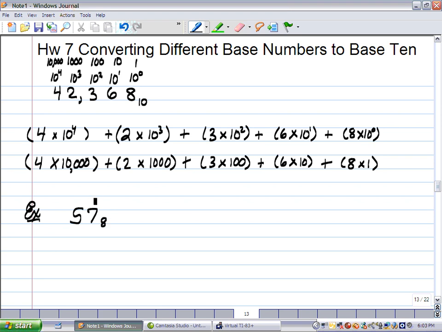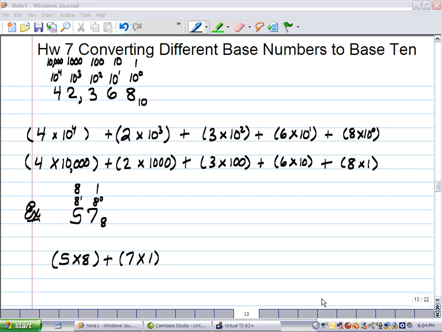Okay, so this number right here, the number 7, is in the 8 to the 0's place, or the 1's place. The 5 is in the 8 to the 1, or the 8's place. By even writing an 8, I'm writing in base 10, not base 8, because remember, you can't write base 8 in base 8. So when I say this is 5 times 8, plus 7 times 1, I am writing that in base 10.